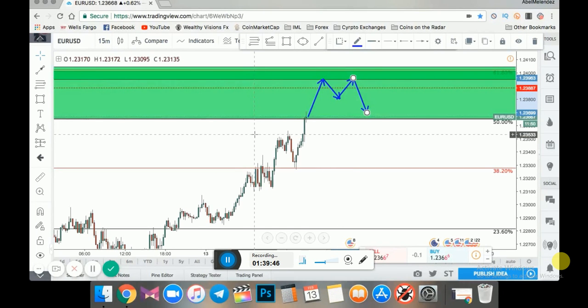See, there's some divergence showing that momentum is going to the downside now. Adding all those confluences, right? And then we wait for this move right here.